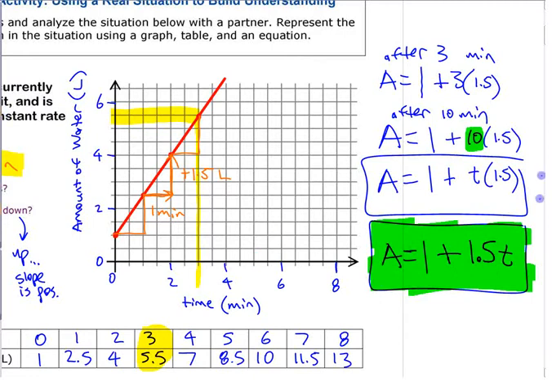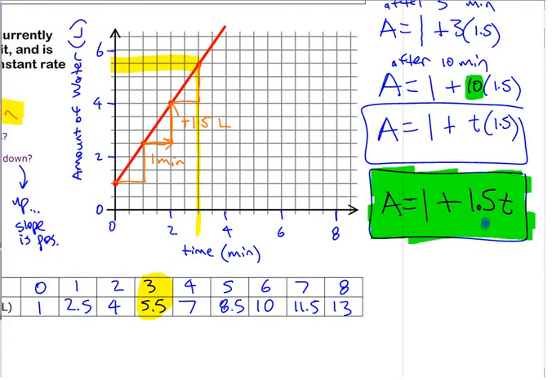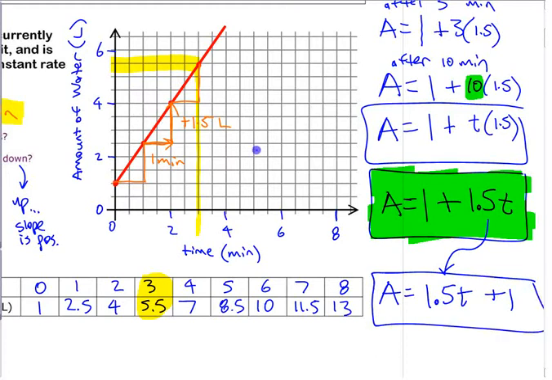And for some reason, when you see it written, often they put this term first. They go 1.5t plus 1. Although I think it makes more sense to write it the way I have in green there, because this is your starting value, and that's the change for the amount of water that's increasing.